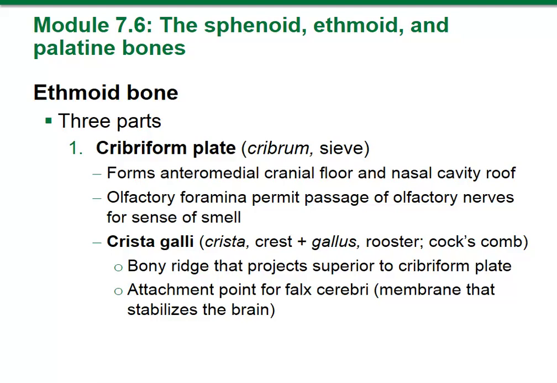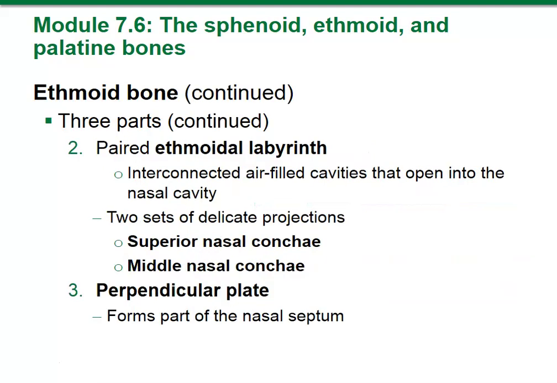Okay, in the ethmoid bone, there's three parts. The cribriform plate, that's at the anterior medial cranial floor, the nasal cavity roof. Here you have the olfactory foramina that permits the passageway of olfactory nerves for being able to smell. And then you have an area called the crista galli. It's a bony ridge, projects superior to the cribriform plate. I'll show you a picture in a minute. And it is an attachment point for the falx cerebri, which is a membrane that stabilizes your brain. You don't have to memorize any of these.